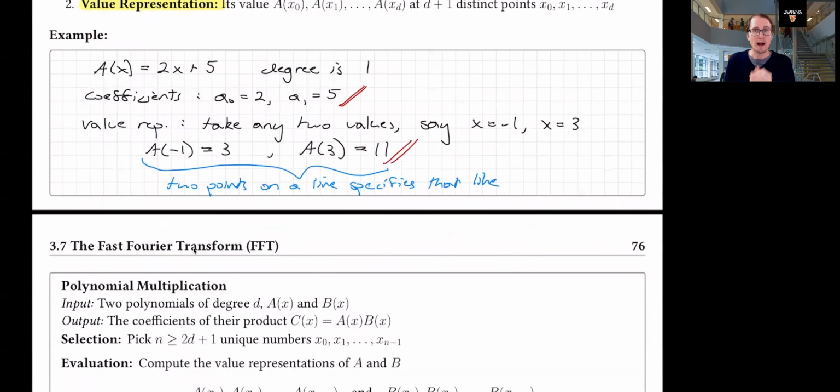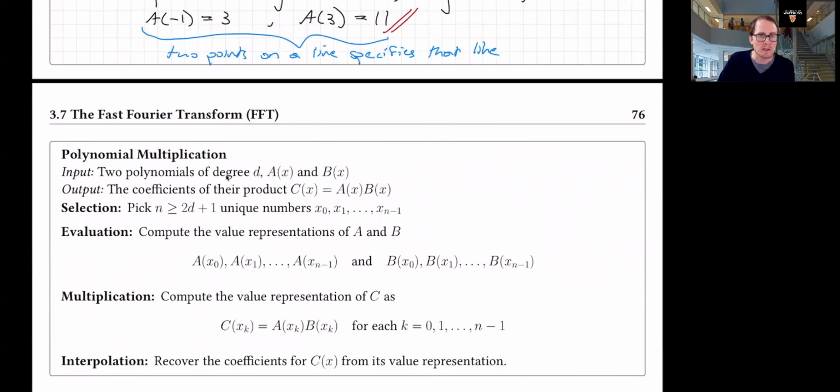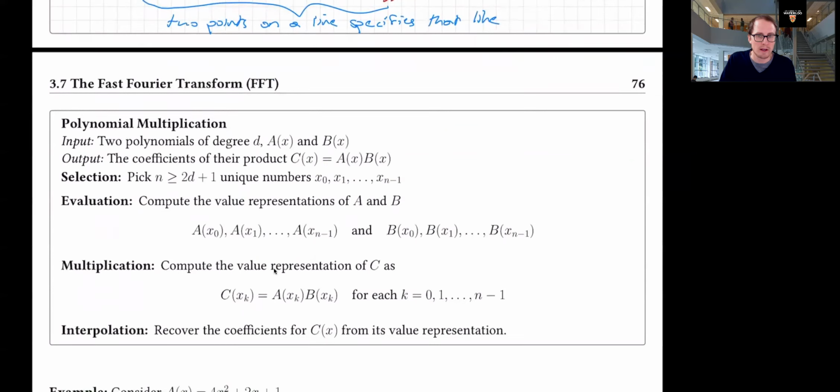So the idea for polynomial multiplication is going to be the following. We want to multiply 2 degree D polynomials and get their product, which is just another polynomial. We pick a number n that's at least as big as 2D plus 1, because there's going to be 2D plus 1 coefficients in C. And so we pick 2D plus 1 unique values. We compute the value representations of A and B, right, by just evaluating A and B at those numbers. Then we compute the value representation of C.